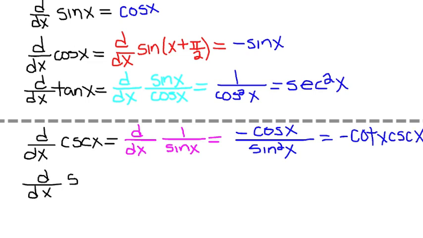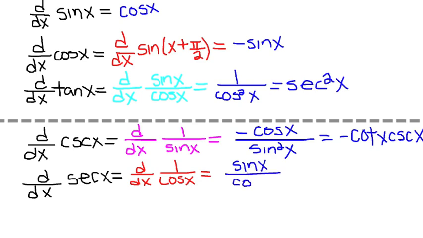Next is the derivative of secant of x. We can do this by finding the derivative of 1 over cos of x. Try pausing the video and finding it on your own. The derivative of secant of x is equal to sine of x over cos squared of x. This is more commonly written as tan of x times secant of x.